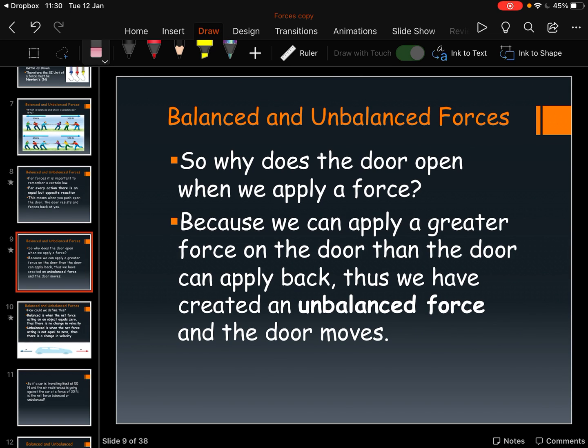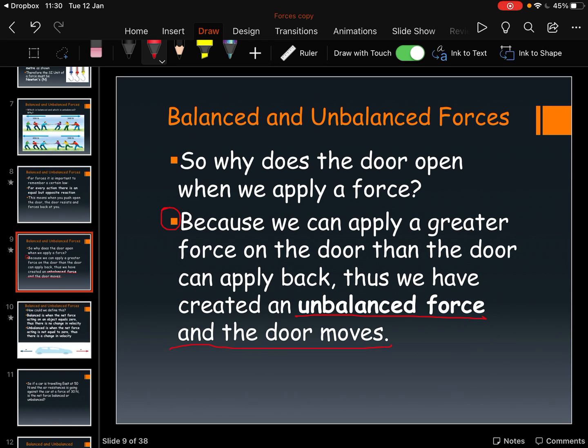So why does the door open? Okay, so the question is, well, hang on a minute. If the door is equal but opposite, why is it that we can still open it? Well, because we can apply a greater force on the door than the door can apply back. Thus, we have created an unbalanced force and the door moves. All right, so take down that point: we can apply a greater force on the door than the door can apply back on us. We have created an unbalanced force and the door moves. And that's basically pretty much everything.